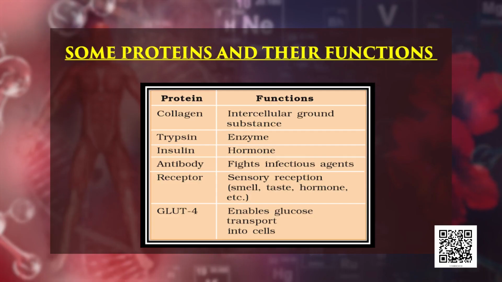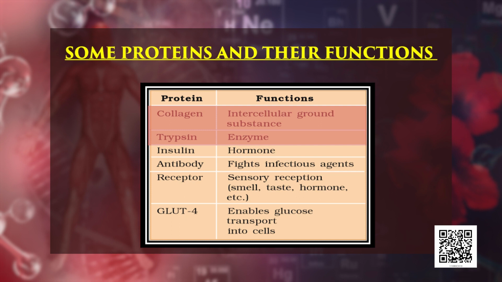Now let's discuss some of the important functions performed by proteins. We all know that collagen is an intercellular ground substance. It is also the most abundant protein in animal world. It is the major component of connective tissue that keeps our skin wrinkle-free and bones healthy. All enzymes except ribozymes are made up of proteins. Trypsin, an enzyme which helps in the digestion of protein, is itself made up of proteins.